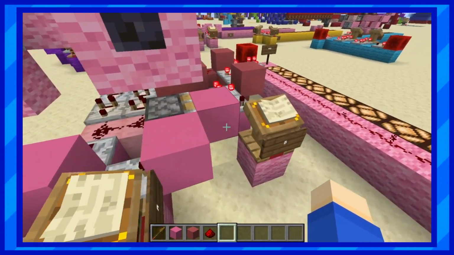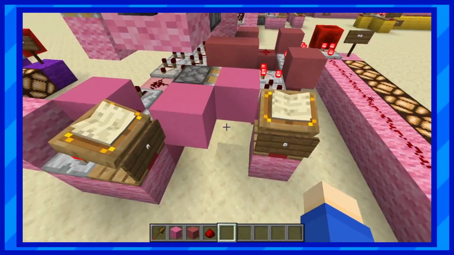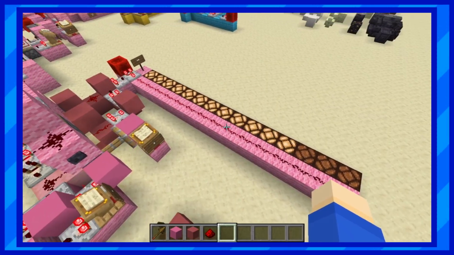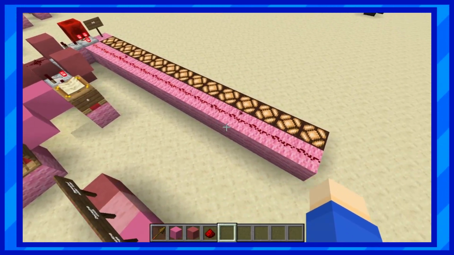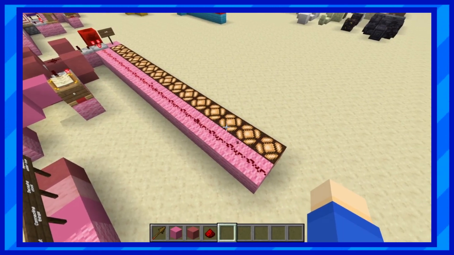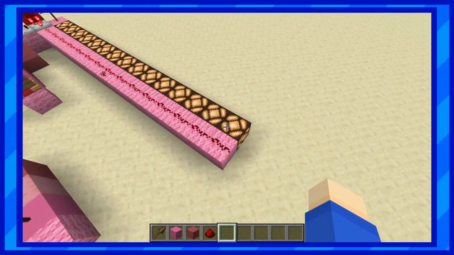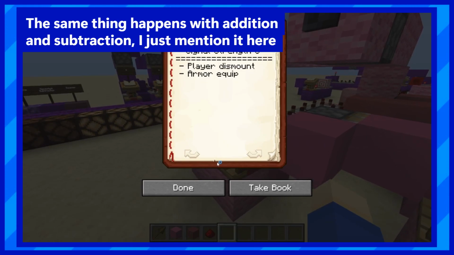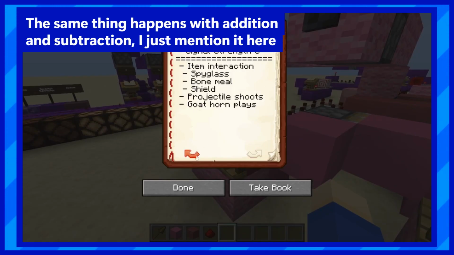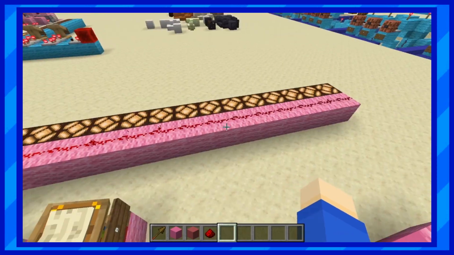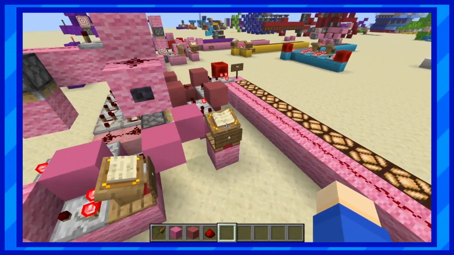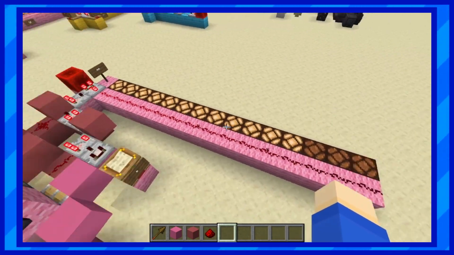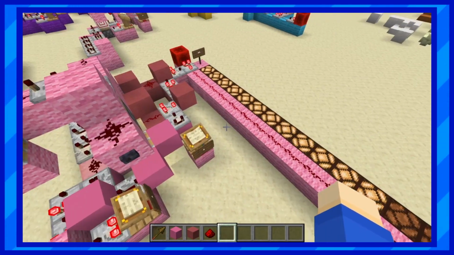One major limitation is if I try to do 5 times 4, because signal strengths are limited to a maximum of 15, you can't get an accurate result. 5 times 4 is just an example. If you try to do anything that would give you more than 15, it will be inaccurate. But as a little proof of concept, as a little redstone challenge I set for myself, it works pretty well.